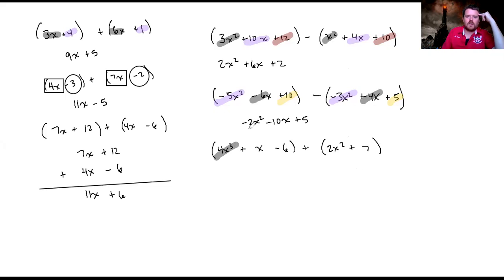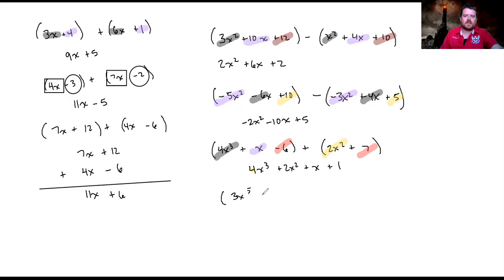And then go through with a different color. I have x, but no linear term in the second one. So again, that one's not going to change. I have minus 6 and a 7. Okay, so those I can combine. And then I'm left with 2x squared. No x squared term in the first polynomial. So when I combine these, we are going to get 4x cubed plus 2x squared plus x plus 1. My recommendation is that you do the vertical addition when you have polynomials like that.